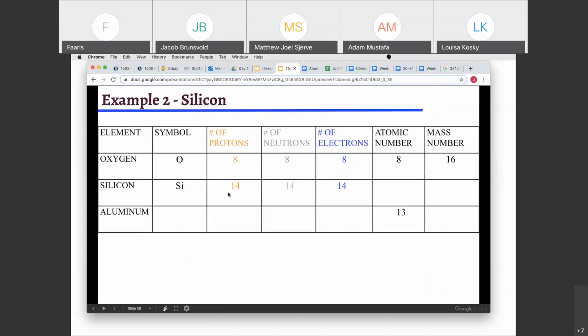Number of protons in silicon, that's 14. Number of neutrons, that's also 14. Number of electrons, that's also 14. Right, so all those were given to you. So then what's the atomic number? Well, that's just your number of protons, so that's going to be 14. And then what's the mass number for silicon? Go ahead and type it in the chat.